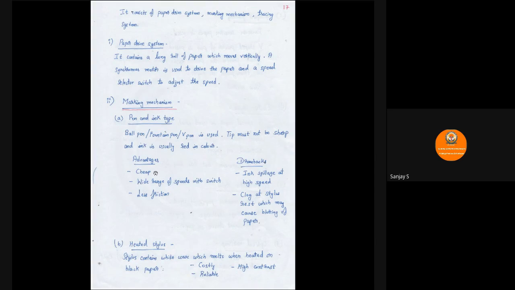Advantages: it is not expensive, wide range of speeds with the switch can be obtained, friction is less. The drawback is ink spillage may happen when the movement is at high speed. Then the clog at the stylus rest, which may cause blotting of paper. That is, when there is a blockage of the ink at the tip of the pen at the nib point, there may be a blotting. These are the drawbacks of pen and ink mechanism.